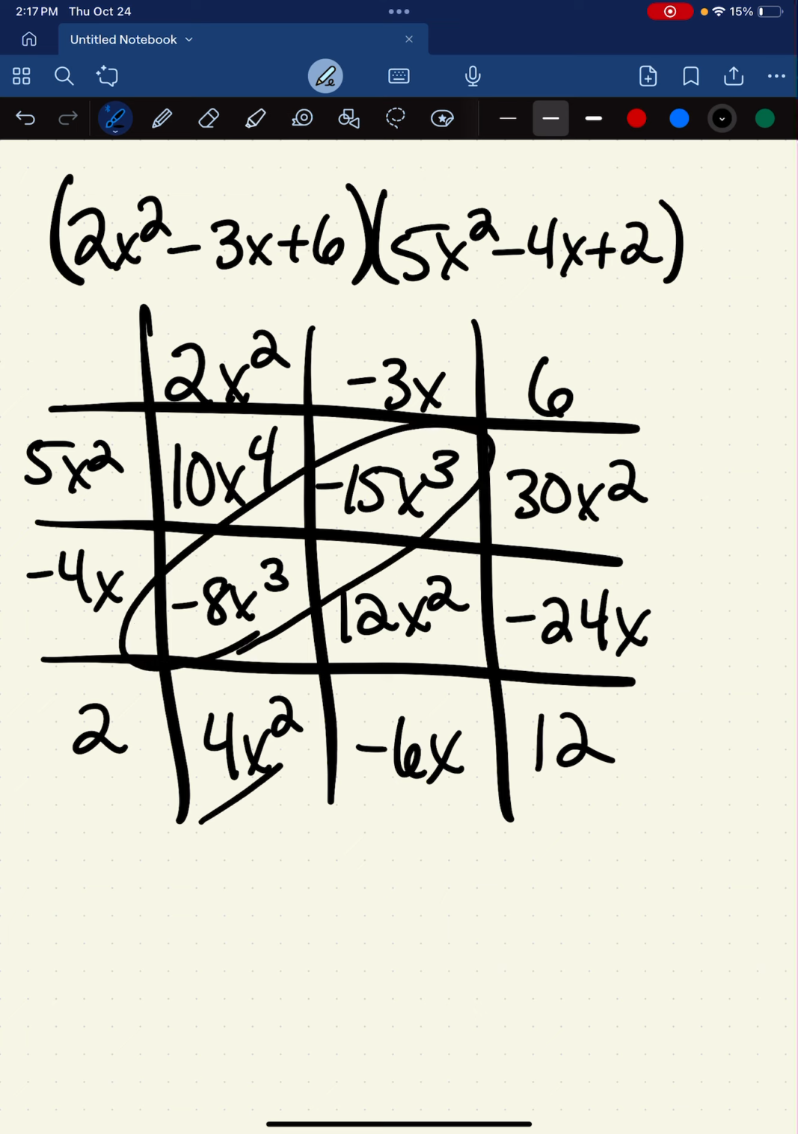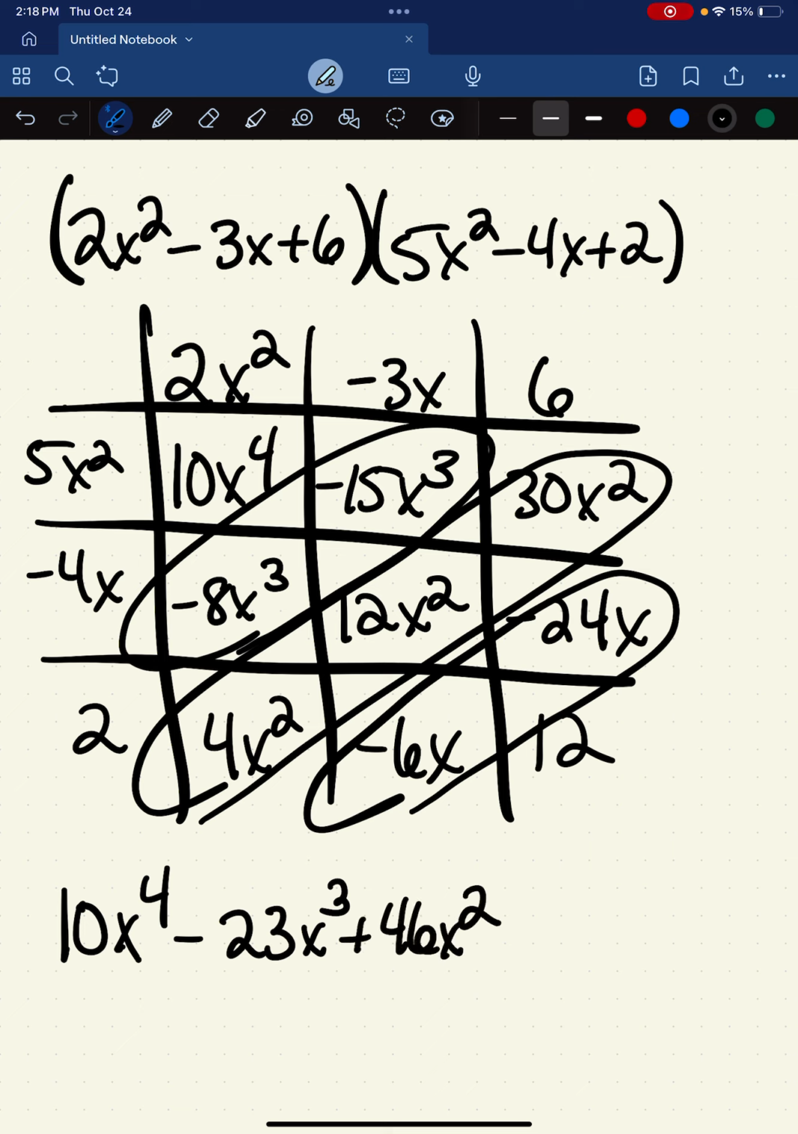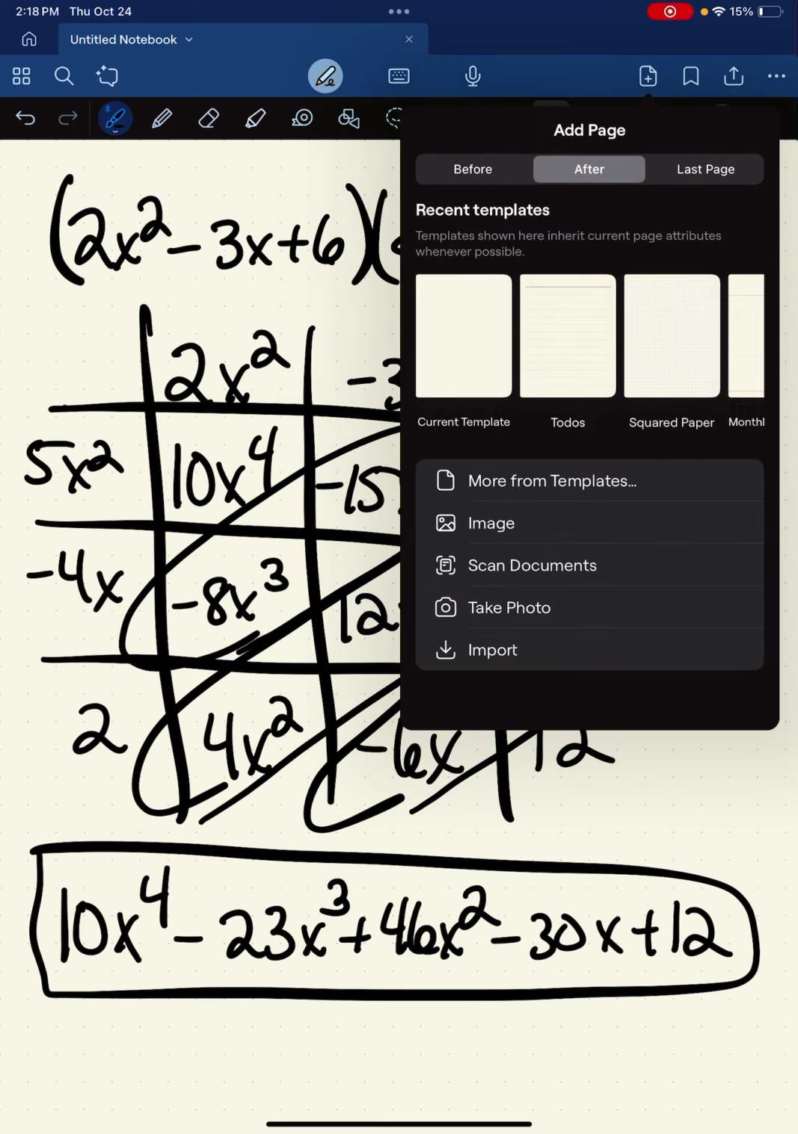Okay, I'm going to simplify this as we go along, because you can see we can simplify all those, the diagonals. So we get 10x to the 4th. Negative 8 and negative 15 is going to make negative 23x cubed. 4 and 12 make 16. 16 and 30 make 46. And then negative 6 and negative 24 are going to make negative 30. And then 12. Again, if you're able to do this, then you have a solid understanding of the material.